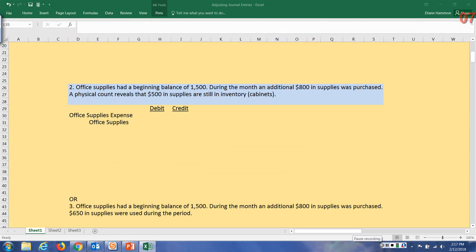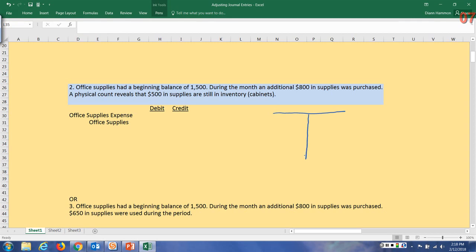Okay, here is scenario 2. So here we have office supplies at the beginning of the period with a balance of $1,500. During the month, an additional $800 was purchased. A physical count now reveals that $500 in supplies are still in inventory, so that's in the cabinets or in the closet. So I thought with this one it might be helpful to actually draw up the account with a T account to remind us of what this might look like.